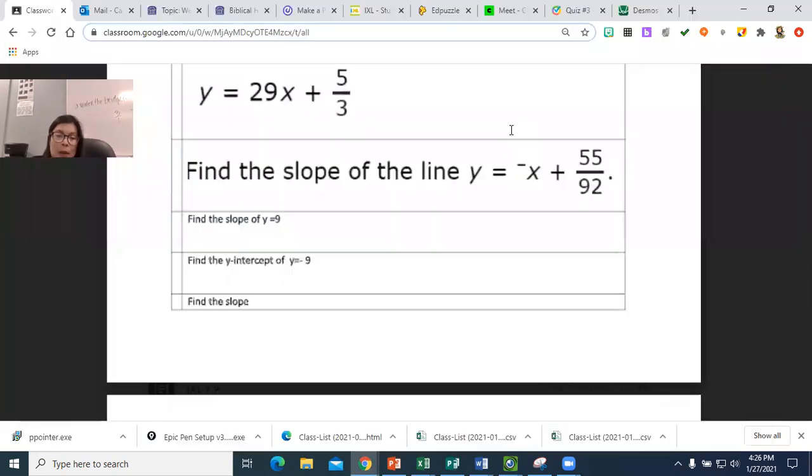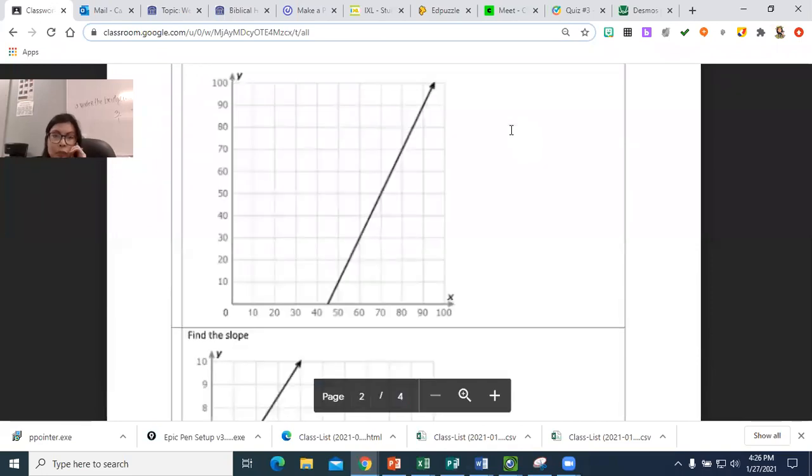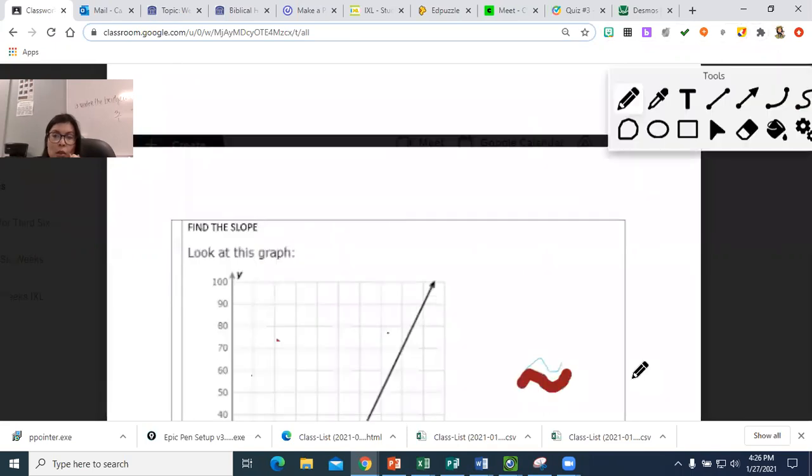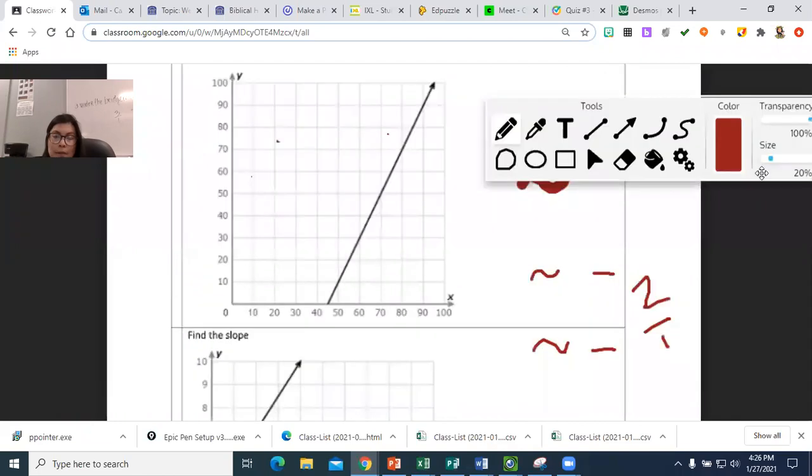All right. Now we're going to do this graph. I really hope I can get this to work correctly. Okay.